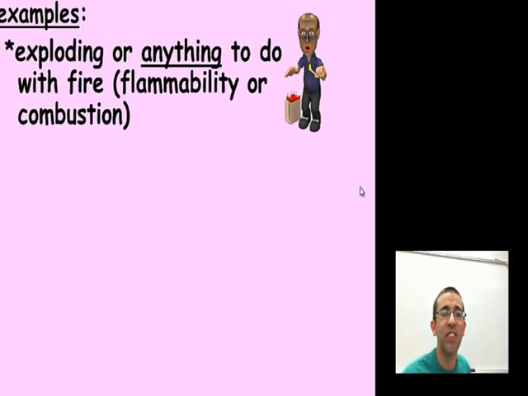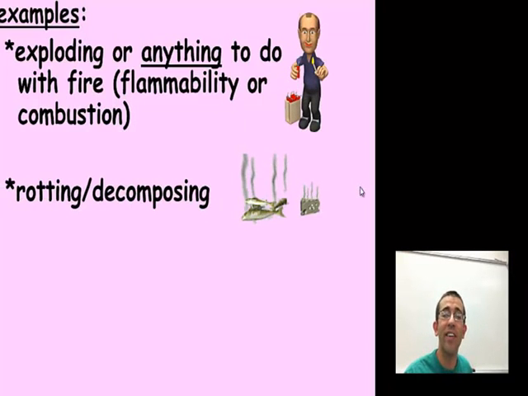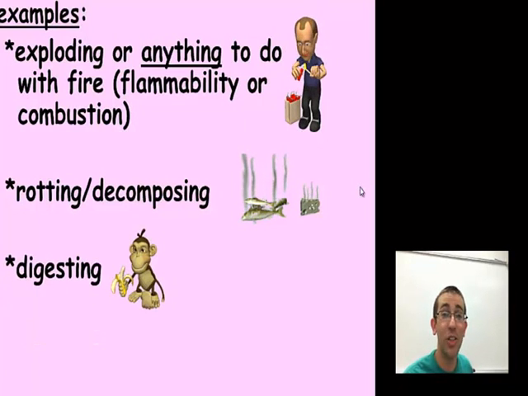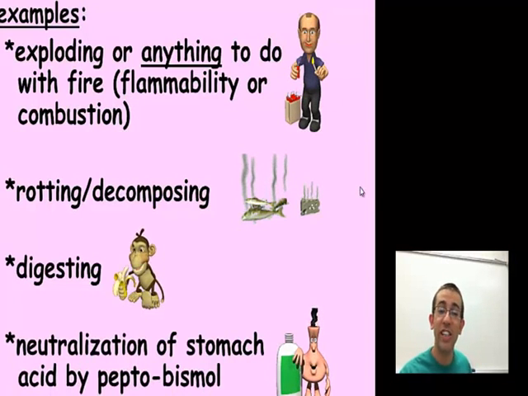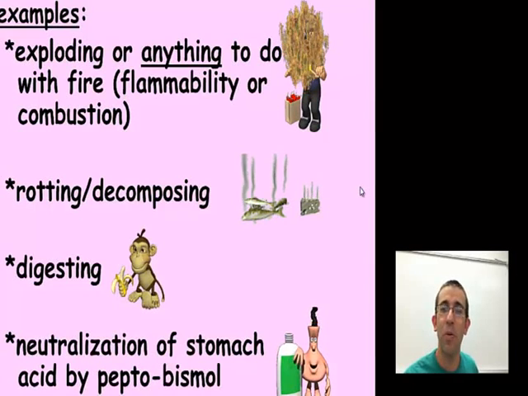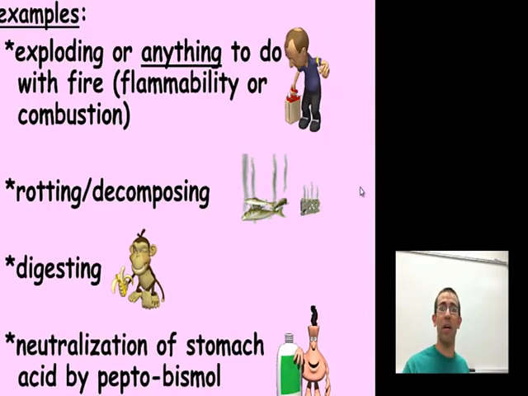Alright, some other examples of chemical reactions. Something that explodes: flammability or combustion. Okay, that guy's got a firecracker going there. Rotting or decomposition. You ever smelled smelly fish or cheese? Yeah, you got a chemical reaction going on there. Digestion: when you eat something, chemical reactions happen in our stomachs. Alright, and neutralization. Speaking of stomachs, when you use Pepto-Bismol, you neutralize your stomach and make it feel better.